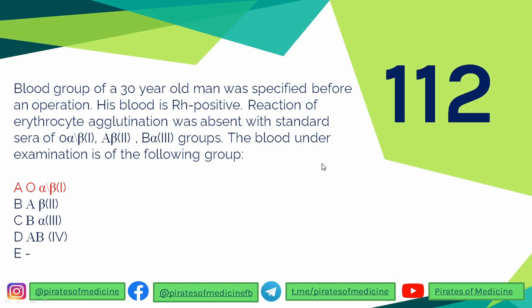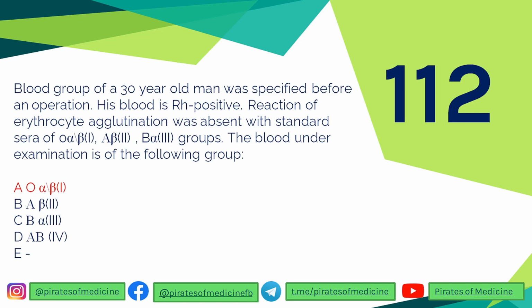Okay, here 112 is the blood group of a 30-year-old patient. Reaction was absent with first, second and third. So by the trick in the previous question, I hope you remember that the blood group here is O, because agglutination will not occur with any of the sera if the patient's blood group is O. So that is why the answer is O.